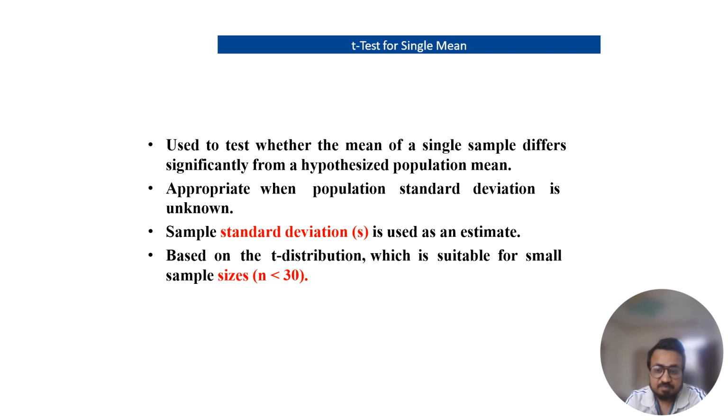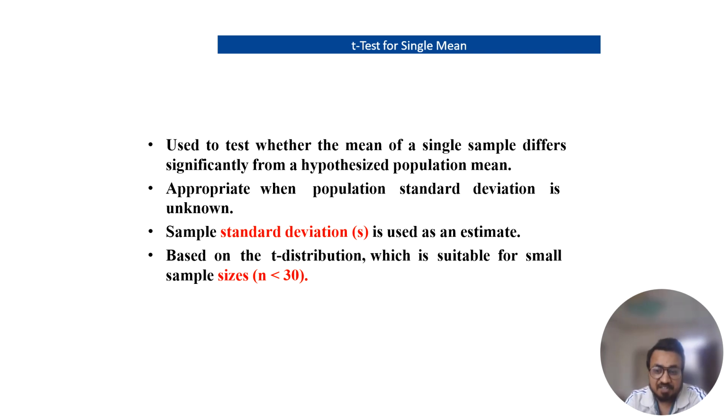So now the question is, why do we use the t-test? We use the t-test when the sample size is small, that is n is strictly less than 30, the population standard deviation is unknown, and the data is approximately normally distributed. Instead of the population standard deviation, we use the sample standard deviation, as the t-test is based on a distribution which is wider than the normal distribution and accounts for small sample uncertainty.